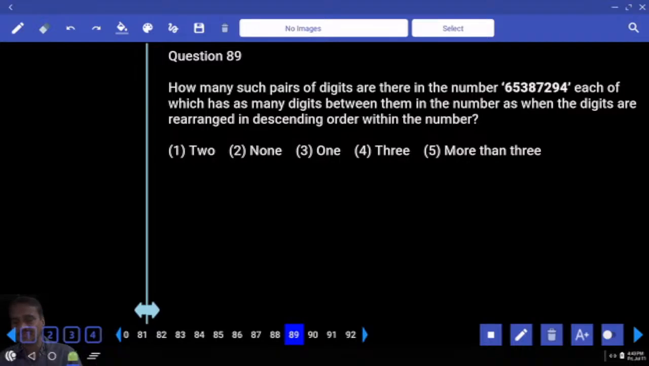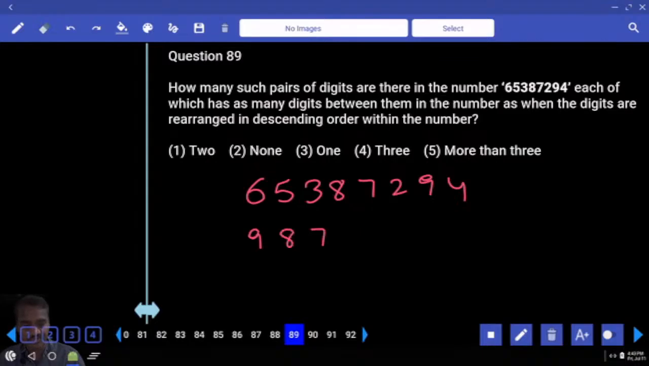Now 89, how many such pairs? What is the number we have? 6, 5, 3, 8, 7, 2, 9, 4. When the digits are arranged in the descending order within the number, descending order means 9, 8, 7, 6, 5, 4, 3 and 2. Now we need to compare these two, then check out how many are there.